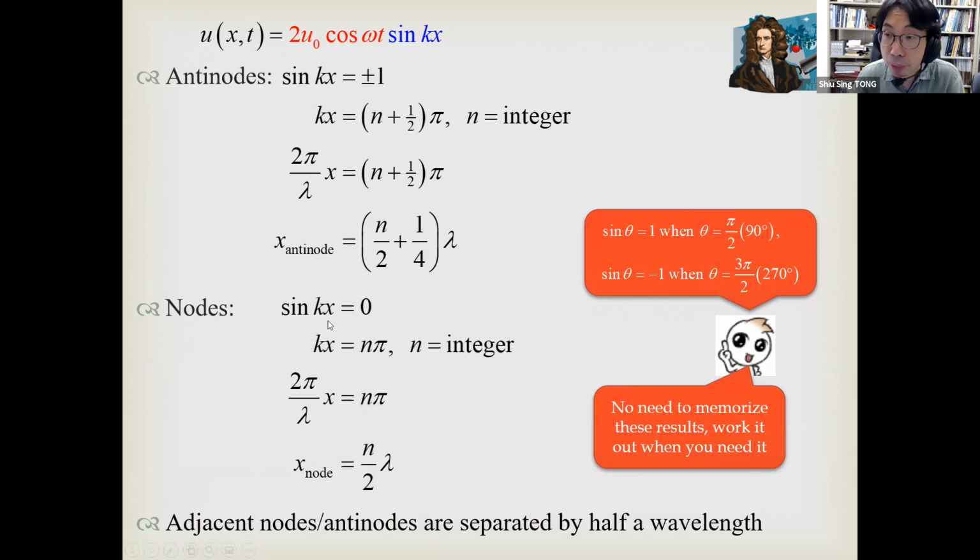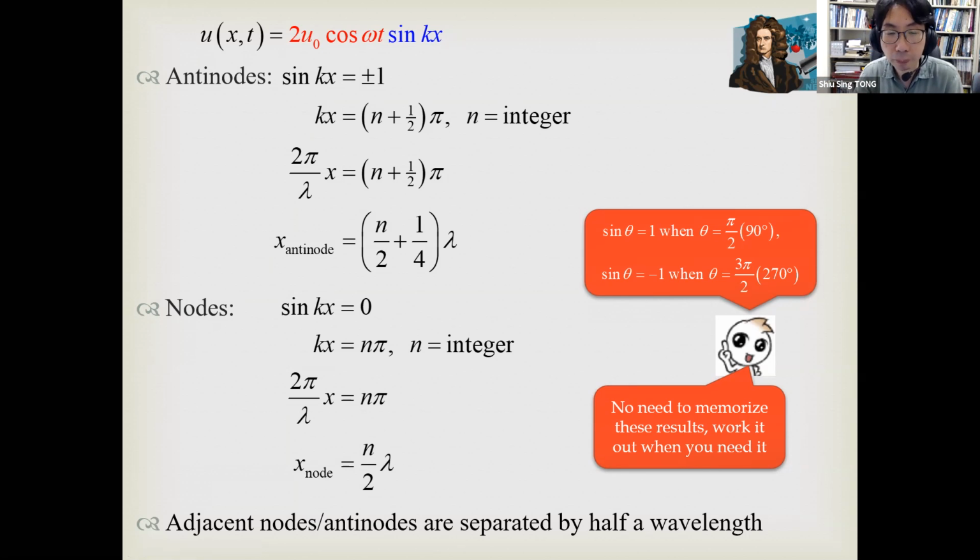Now you can also find the position of the nodes. The position of the node always has 0 disturbance, so it corresponds to sine kx being equal to 0. What is the solution for this? The solution is kx equal to n pi, where n is an integer. That means 2 pi over lambda times x is equal to n pi. After canceling the pi, you have the position of the node as n over 2 times lambda. If you substitute different values of n, you get different positions of the nodes.